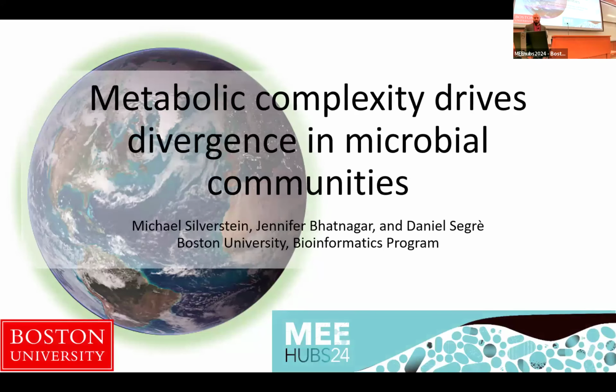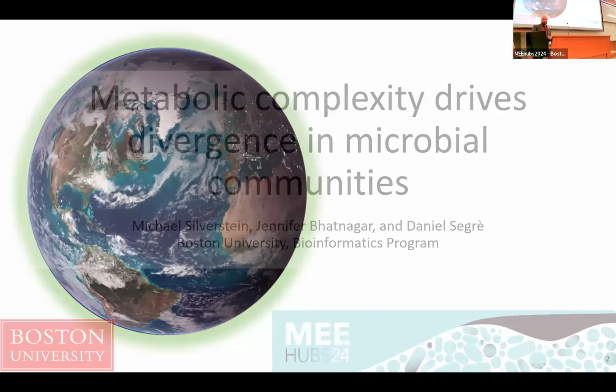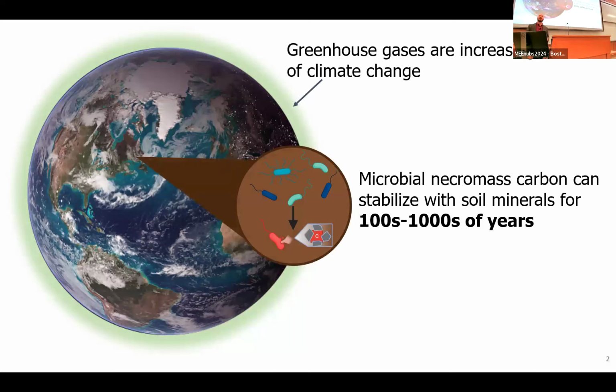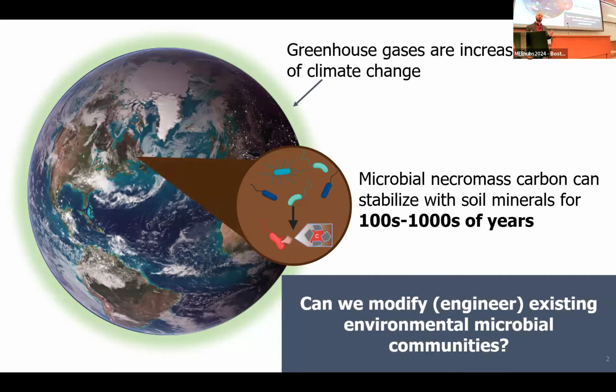But as some of you may not know, at least I didn't know until I started doing this research, the carbon from microbial necromass can stabilize with soil minerals for hundreds of thousands of years. So this is really, really cool. And when I learned about this, I started wondering, is it possible that we could modify or engineer existing environmental microbial communities to actually increase their rate of carbon stabilization, thereby mitigating climate change?